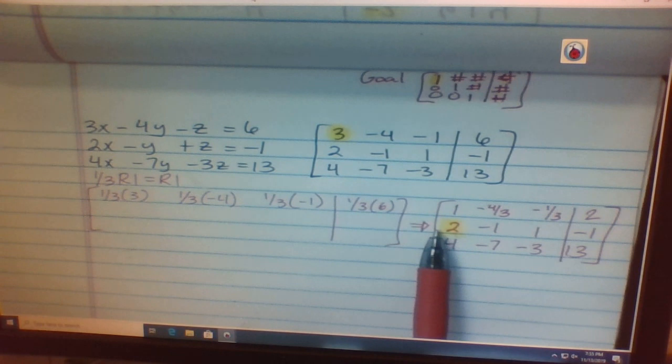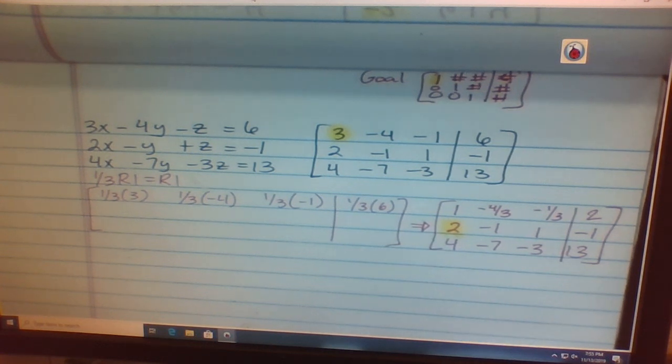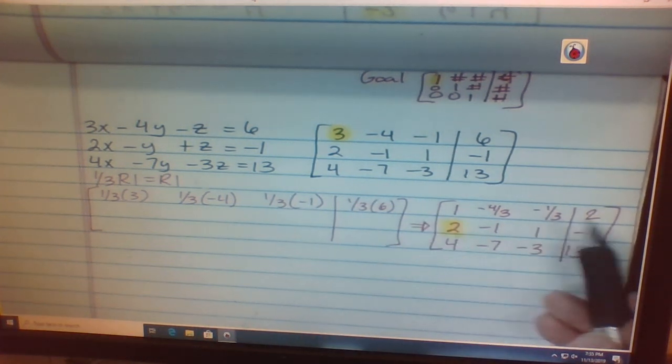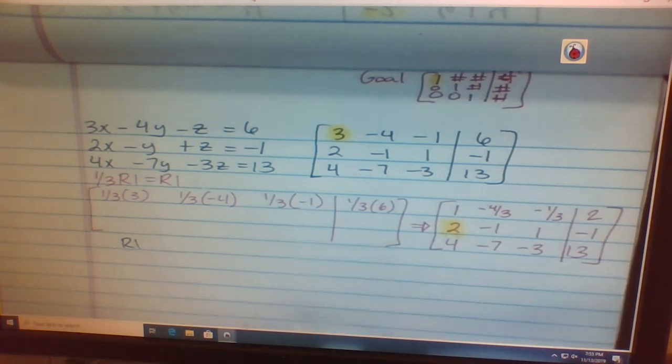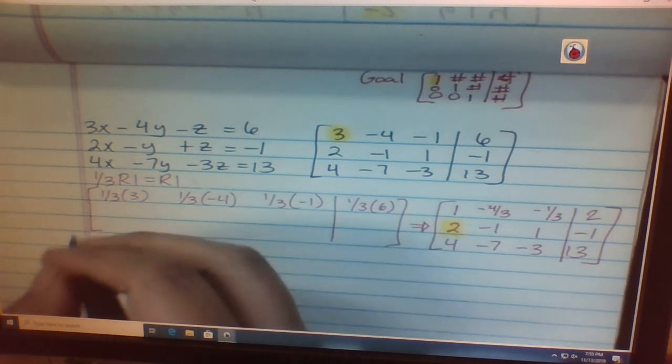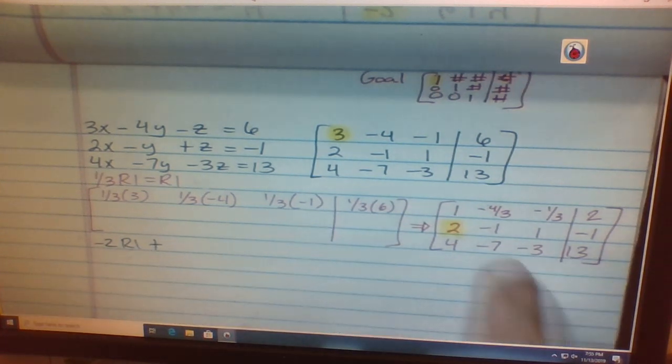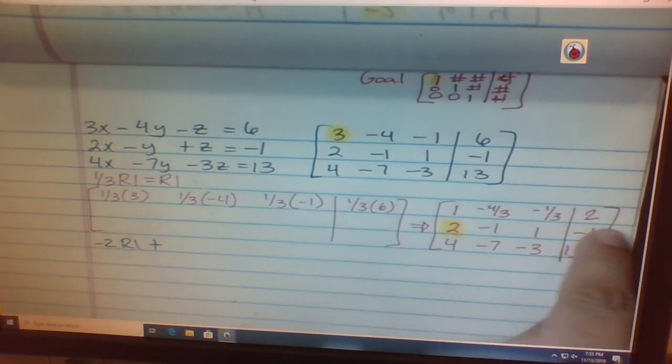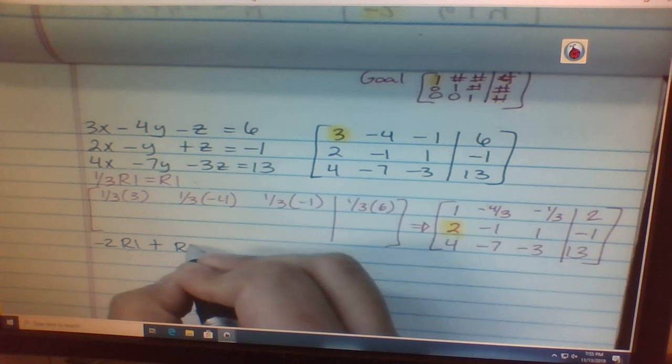So remember, and really this goes for my people who weren't here. Which row has a 1? So it's row 1 times the opposite of the number you want to make a 0. So I have to multiply by what? -2. And I add it to the row where I want to make the 0, which is row 2.